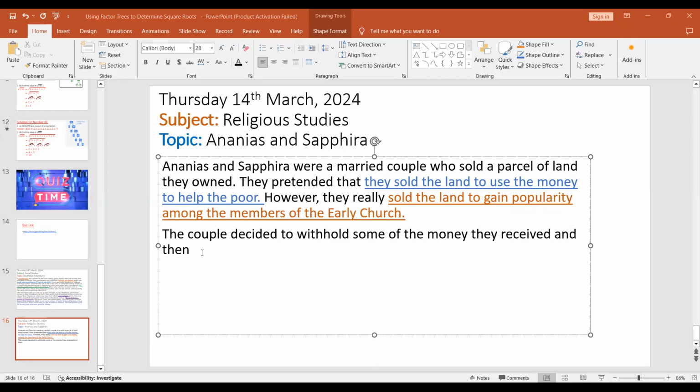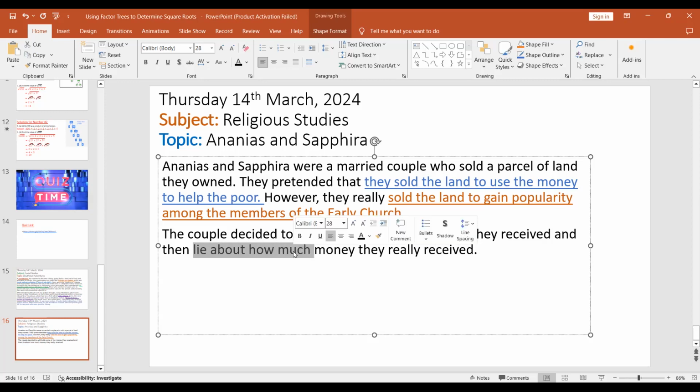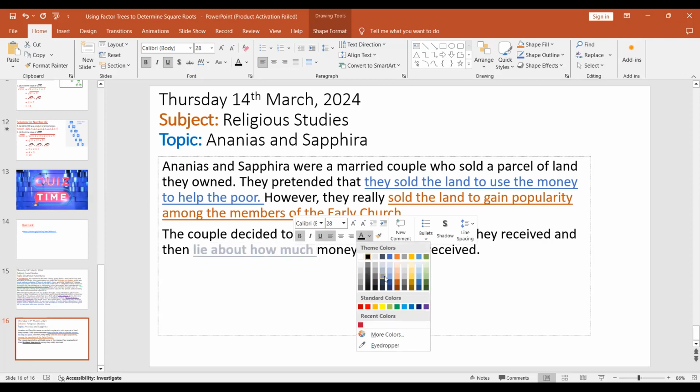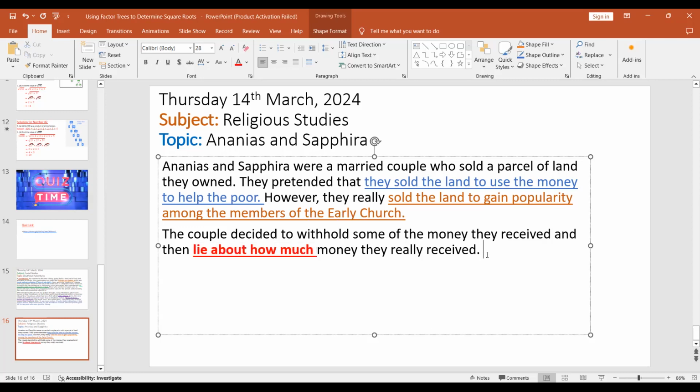The couple decided to withhold some of the money they received and then lie about how much money they really received. So like we all said, they were dishonest, right? And is it good to be dishonest? No, sir. It wasn't good then and it still isn't good now, right? And so they decided to lie about what they did, right?